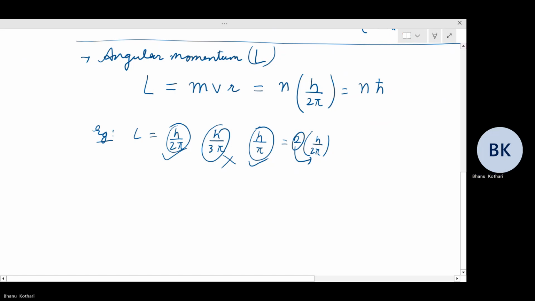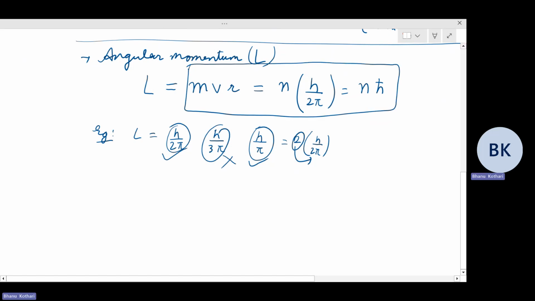So the values of angular momentum cannot be any random values that you can think. They have to be an integer multiple of h upon 2 pi. So this is a very important point, which is to be understood in the Bohr model. mvr is n h upon 2 pi.